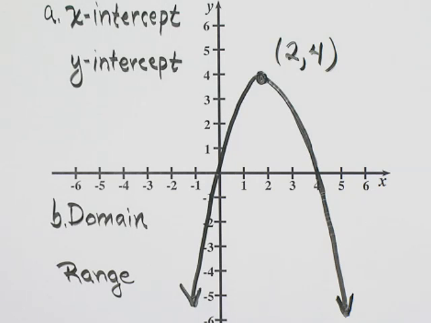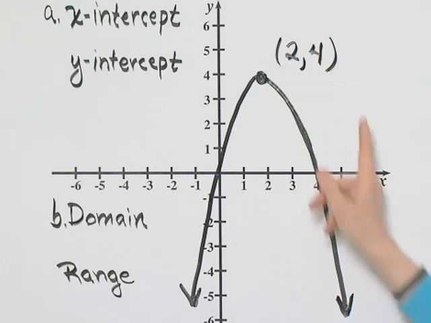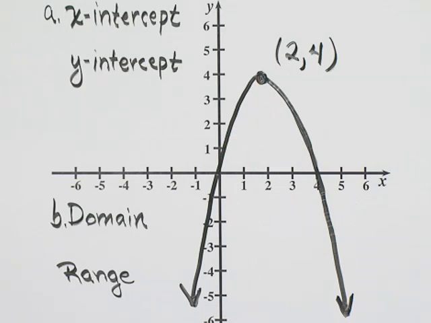Here I've sketched a parabola. For part A, let's identify the x and y intercepts. For part B, let's find the domain and range of this function. Notice this is a function because it does pass the vertical line test.